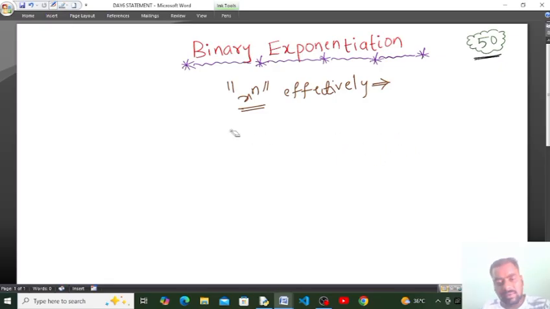For example, I want to calculate the value of 2 to the power of 10. How to write 2 to the power of 10? You can write it as 2 to the power of 5, whole square. Yes or no? 2 to the power of 5 whole square is nothing but 2 to the power of 10, because we know the formula, right?